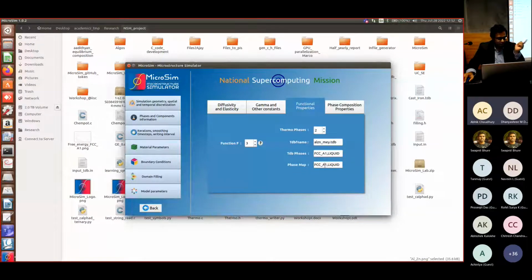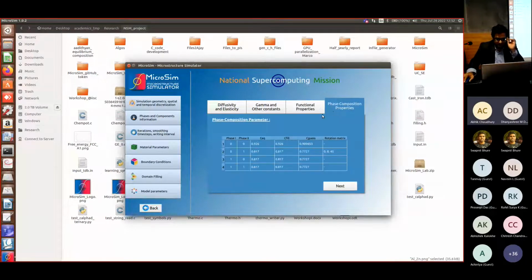So alpha corresponds to FCC A1 and beta corresponds to liquid. So that's the phase map that you need to provide. You need to tell alpha and liquid are what thermodynamically. So once you have given that, then you have to give phase compositions, and these phase compositions are essentially the equilibrium compositions at the alloy of interest. So you have to go to the alloy composition, and these properties, where do you get it from?